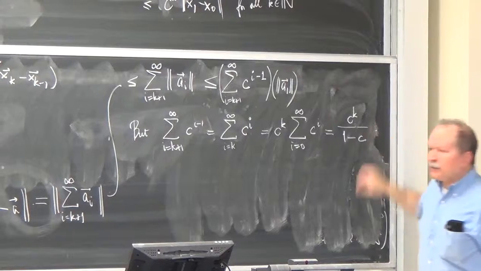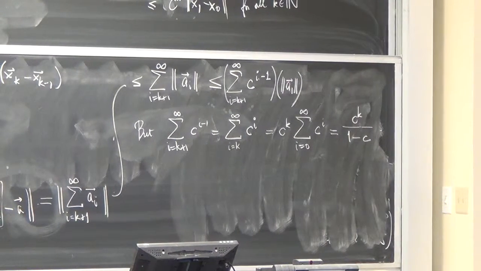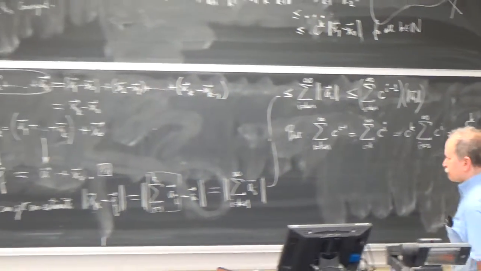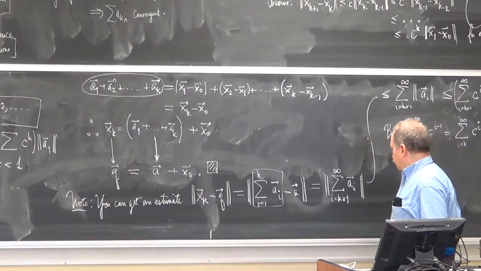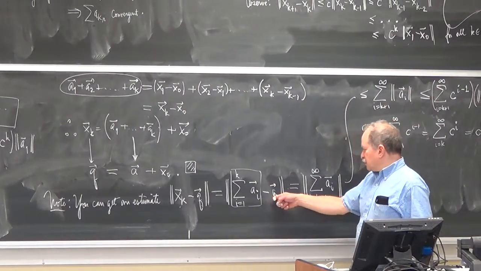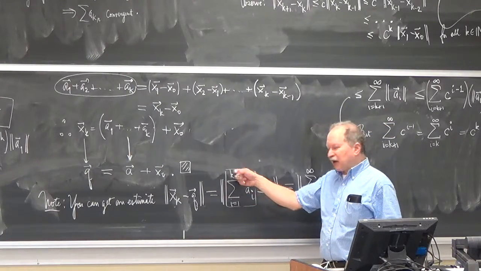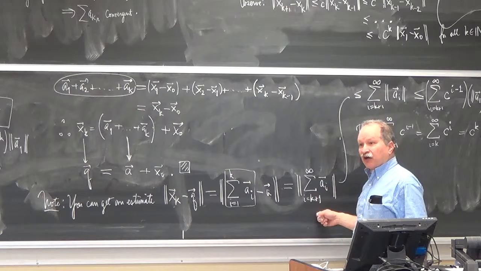Yes, Gabe? Sorry, when we go back to the note, how do we get that the summation from i equals 1 to k of a_i minus a equals the tail? Because a is the limit. So a is the infinite sum from 1 to infinity, and if I take out the first k terms, I'm left with the tail.